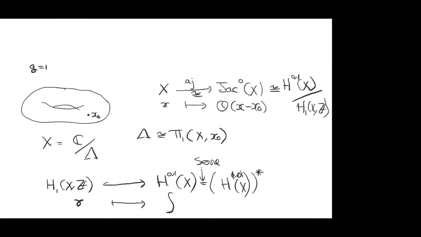All right, so the embedding of the lattice into the anti-holomorphic forms is just given by the pairing that's given by integration along the cycle.